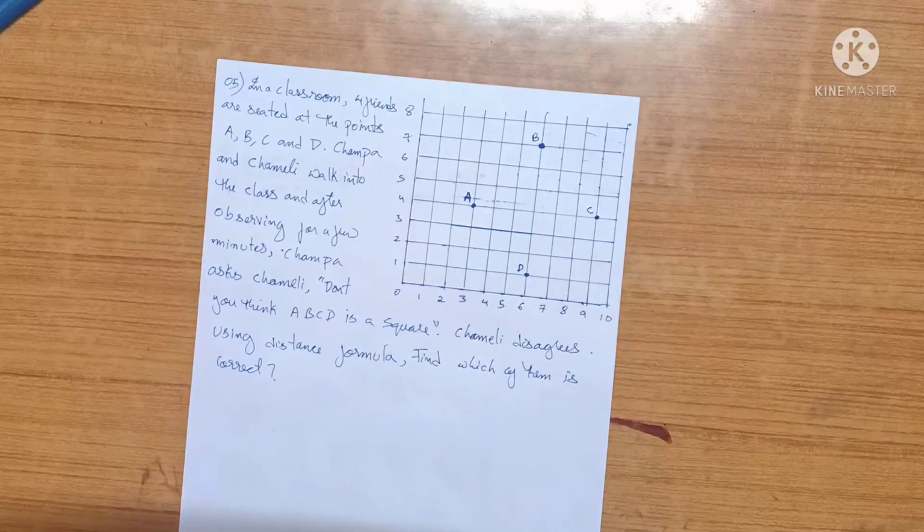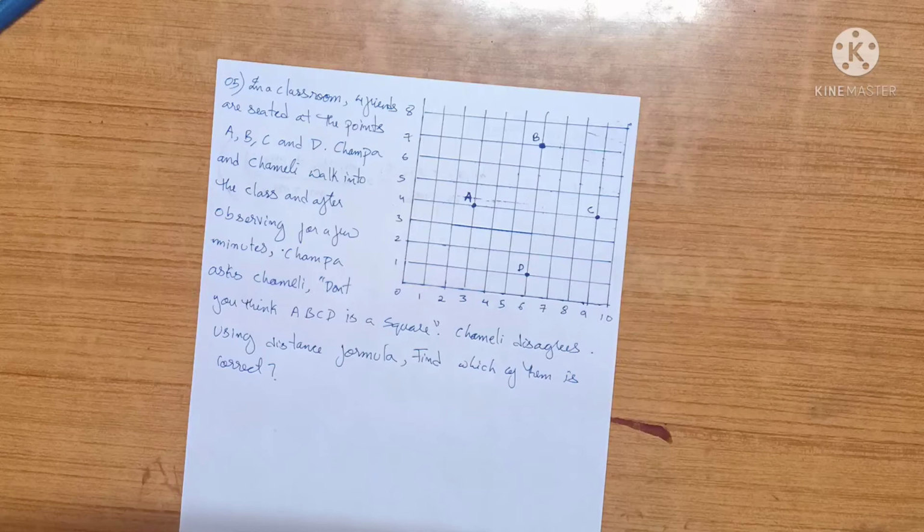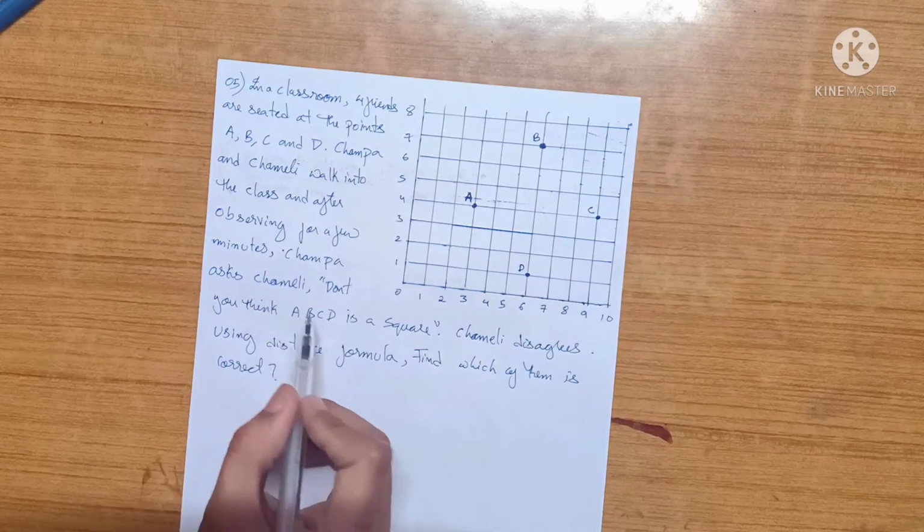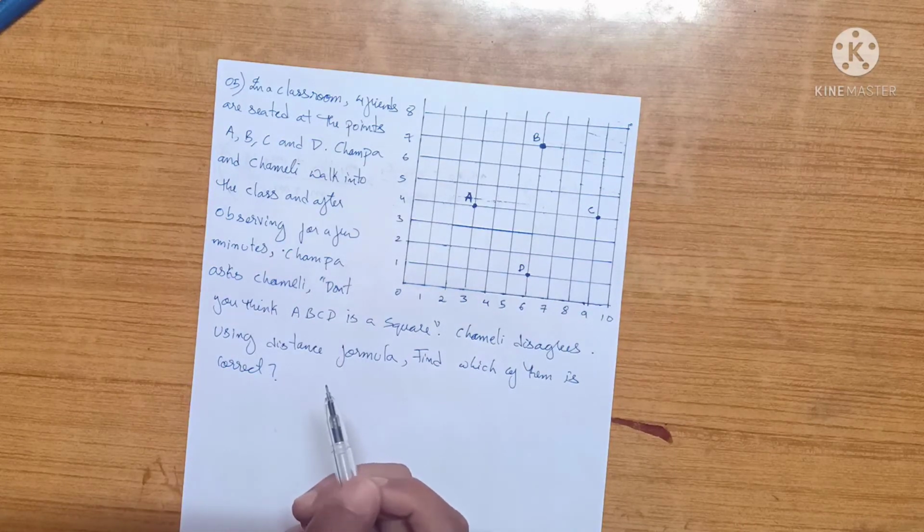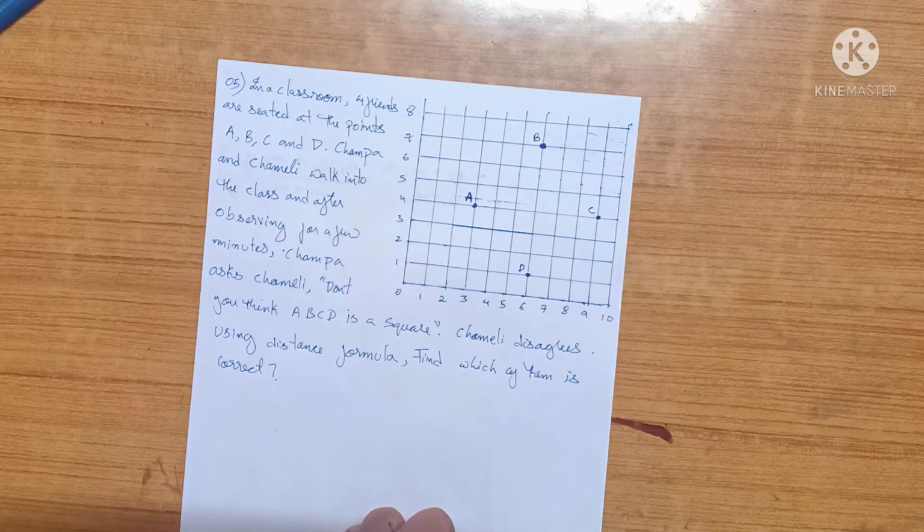Since we left out question number 5, we will do question number 5 first, okay? In a classroom, 4 friends are seated at the points A, B, C, D. Champa and Chamili walk into the class after observing for a few minutes. Champa asks Chamili, don't you think ABCD is a square? Chamili disagrees. Using the distance formula, find which of them is correct.